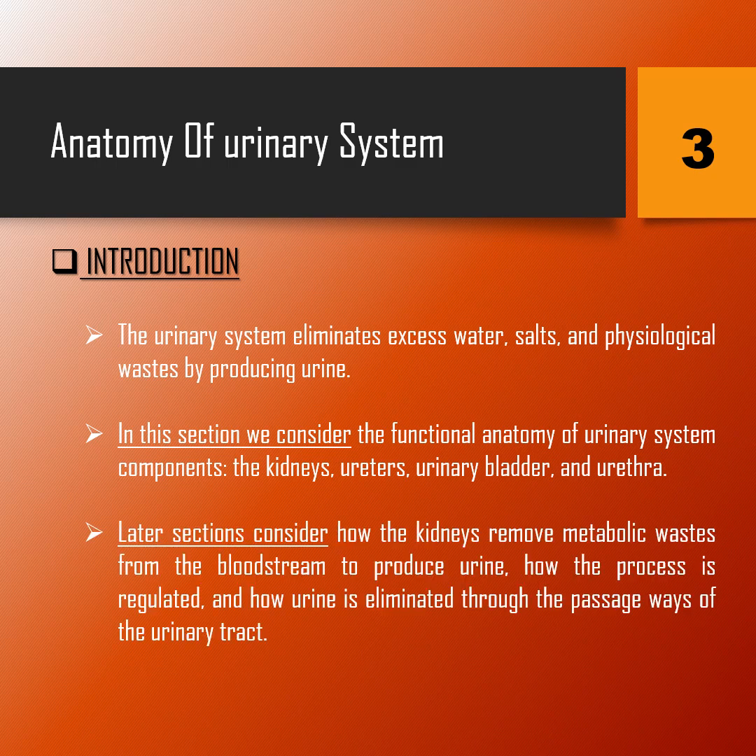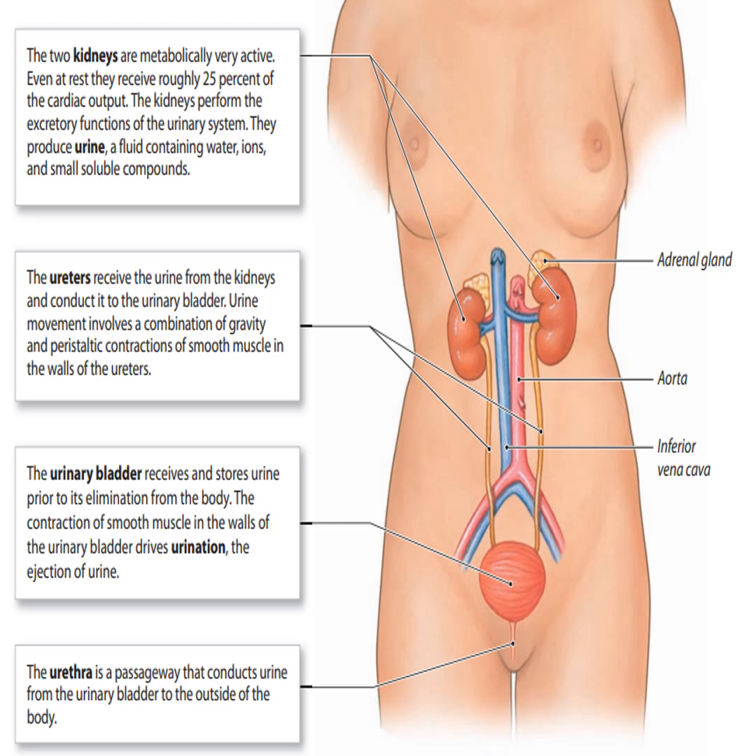In a later section, we consider how the kidneys remove metabolic waste from the bloodstream to produce urine, how the process is regulated, and how urine is eliminated through the passageways of the urinary tract. In this image, you can see there are two kidneys, two ureters, one bladder, and one urethra. In this video, we'll talk about them one by one. Now, first let's talk about the kidneys.